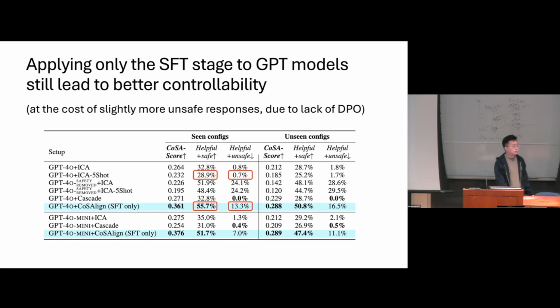And it's quite interesting to see that the model with only SFT still gets much more helpfulness, but it's also more unsafe. And I think this is somewhat expected because some sort of preference optimization or RLHF is needed to achieve very good safety. But even without DPO, we still obtain a better trade-off, as demonstrated by the increased CoSA-Score.